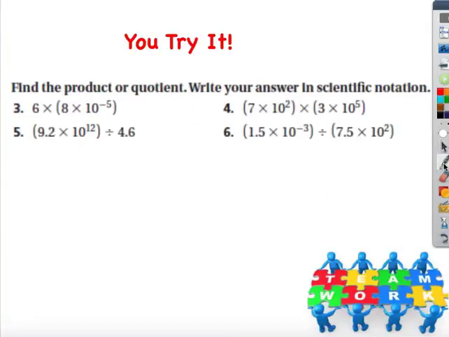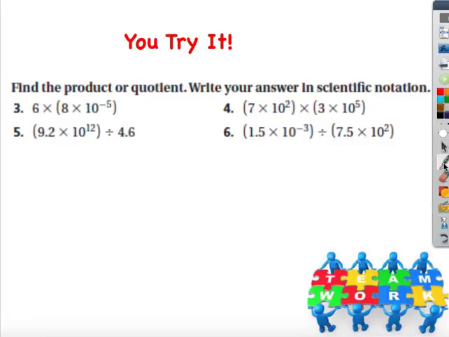Okay, so now we have 4 examples for you to try on your own. So what I would do is I would try the first example. I'd pause the video, try the first example, and then play to see me work it out and make sure you got the correct answer. And do that for each example. You try it first and then watch me.